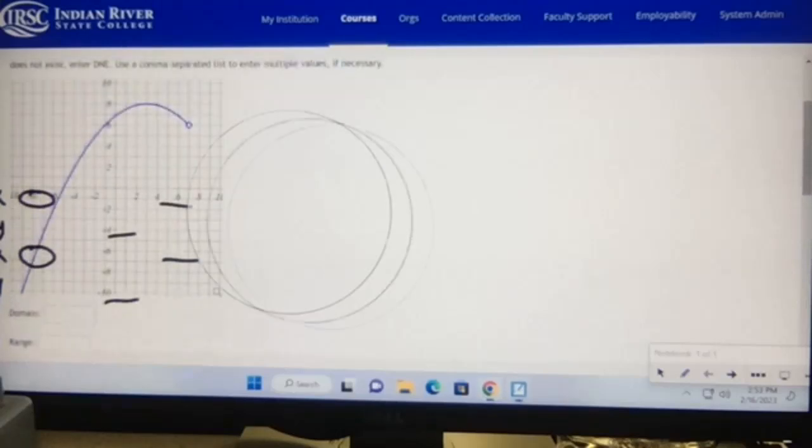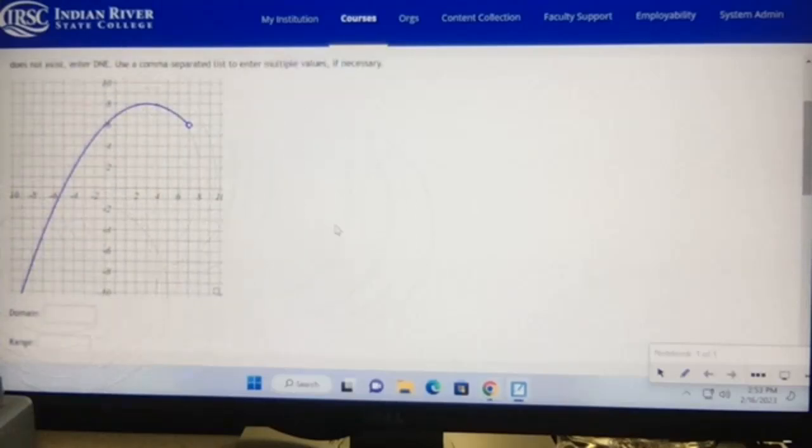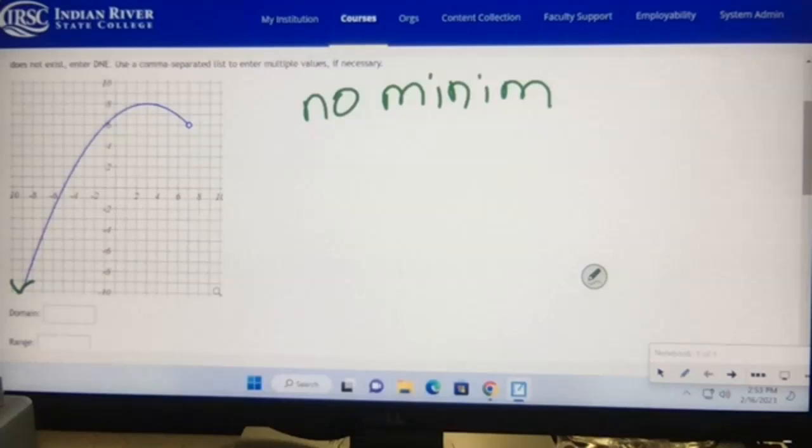All right, so looking at this graph, there is no minimum. The graph goes down forever. So because it goes down forever, there is no minimum point. There's no low point. Remember, if it's a graph that looks something like this, down here, this would be our low point. This would be our minimum, but there's nothing like that here, so no minimum.